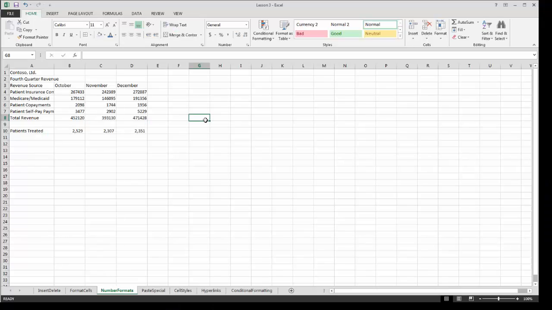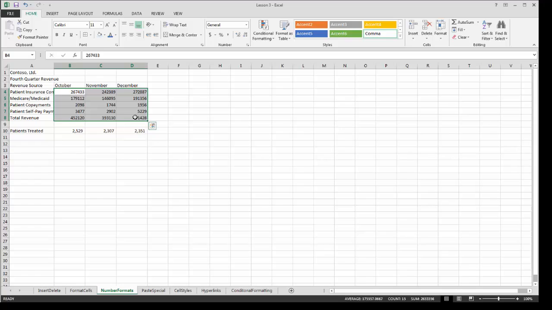For this sheet, we're going to be looking at the cells with the numbers in them. Specifically, to start with, B4 to D8. Now these cells should all be formatted as general, which means they have no real formatting of any kind. And we're going to look at a couple of different formats for these.